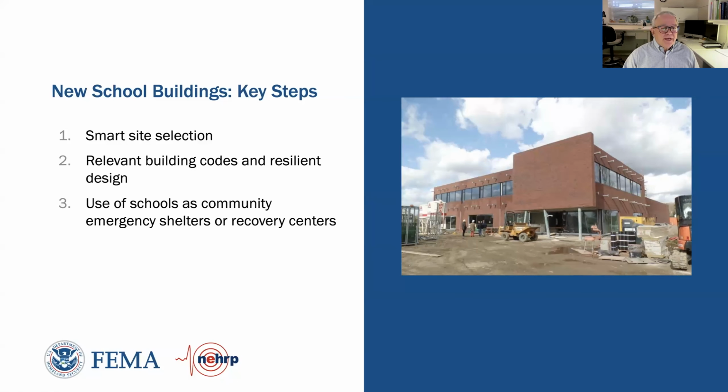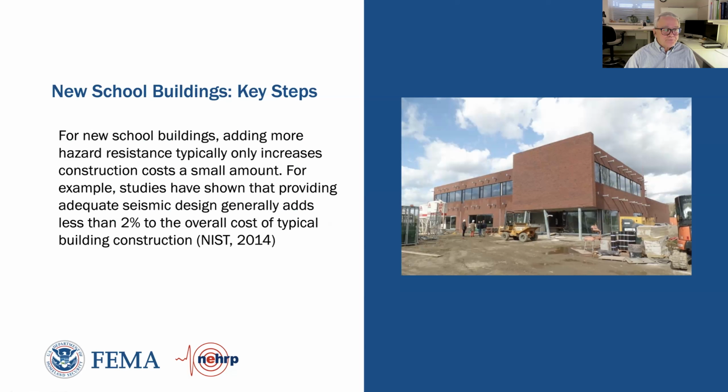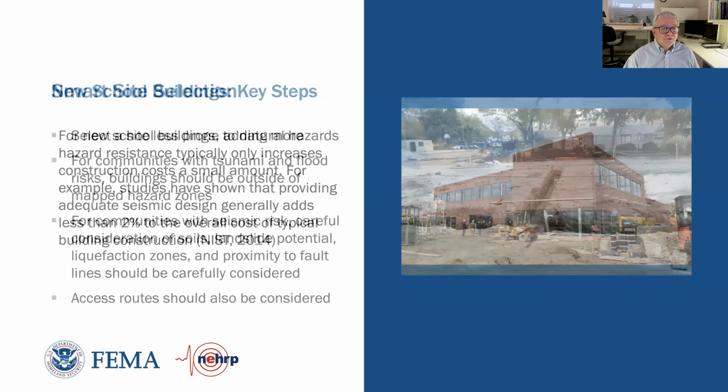You also want to go through the exercise of understanding how the school might be conceived as an emergency shelter for the community and integrate that into the design of the building. This is the easiest place to accomplish that kind of resilience for schools, is to do it in the initial design of a new building structure. We know, for instance, that for new building construction, adding more hazard resistance typically only increases the construction cost by a small amount. For example, studies have shown that there's probably an increase of less than 2% of the overall cost when we step up and do a more resilient building design for new school structures.